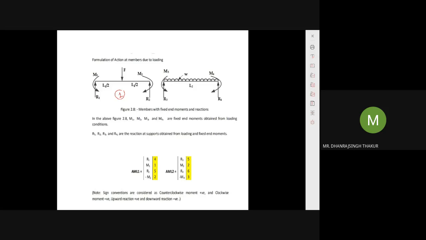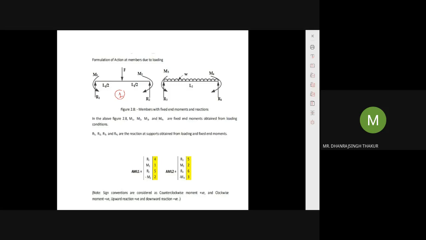So in the above figure, M1, M2, M3 and M4 are fixed end moments obtained from loading conditions, whatever the loading conditions are there, okay, due to those loading conditions you can find out the fixed end moment. And R1, R2, R3 and R4 are the reactions at supports obtained from loading and fixed end moment. Once you get the fixed end moment and whatever the loading is there, using the conditions of equilibrium, you can find out the support reactions, which I have shown here, okay.